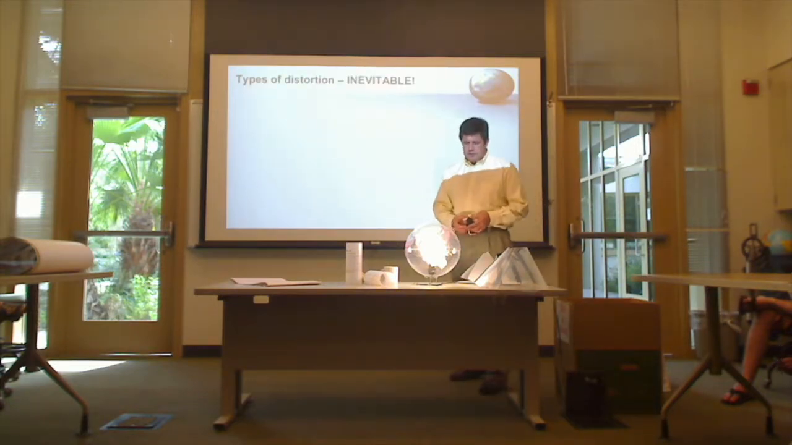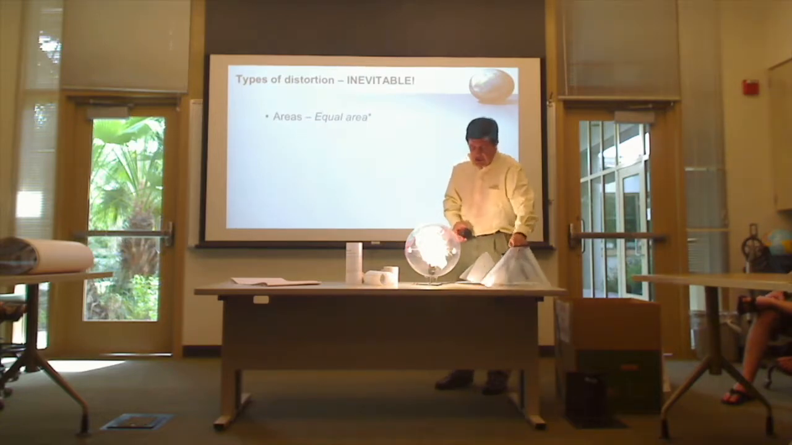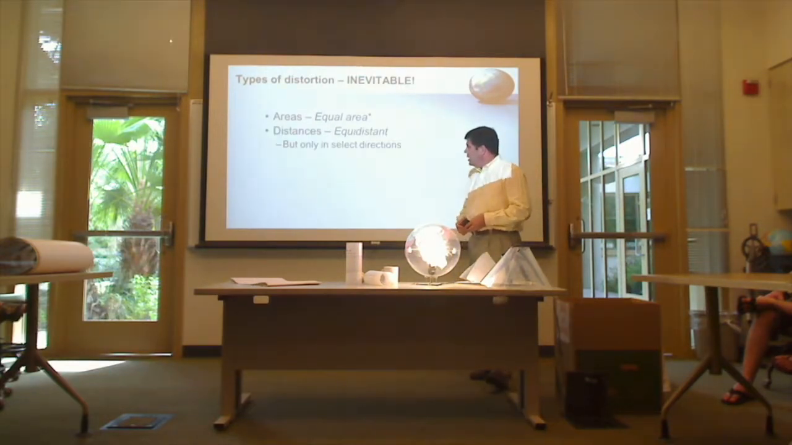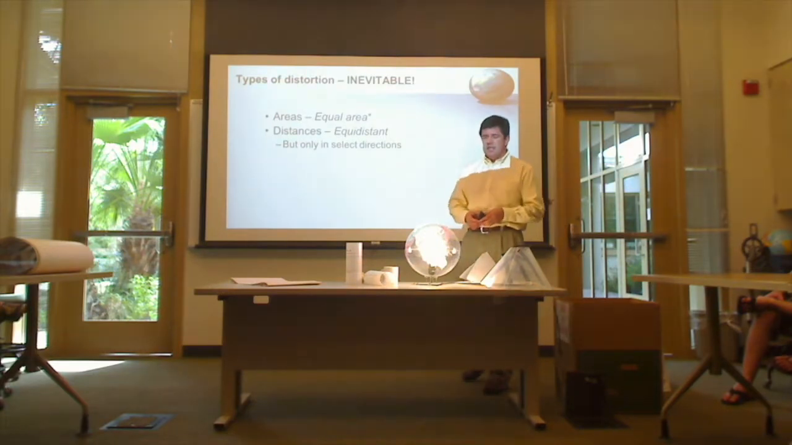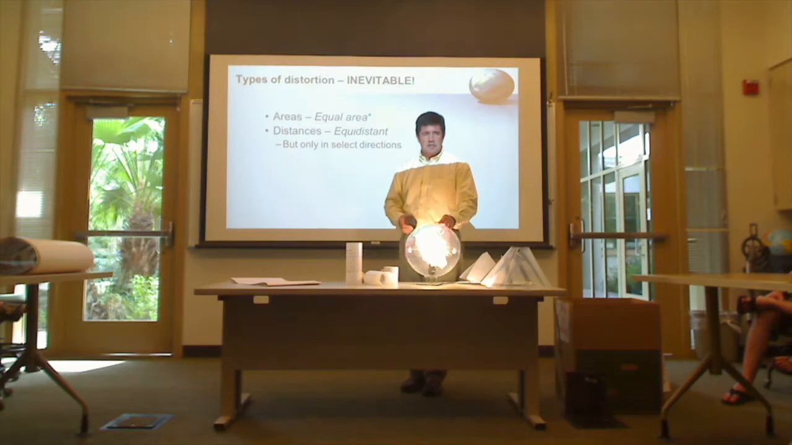So what sorts of distortion are we working with? You just heard me talk about areas, maybe you've heard of equal area maps. There's a whole class of equal area map projections. Distances, it would be really nice to have a map projection on which you could preserve distances.